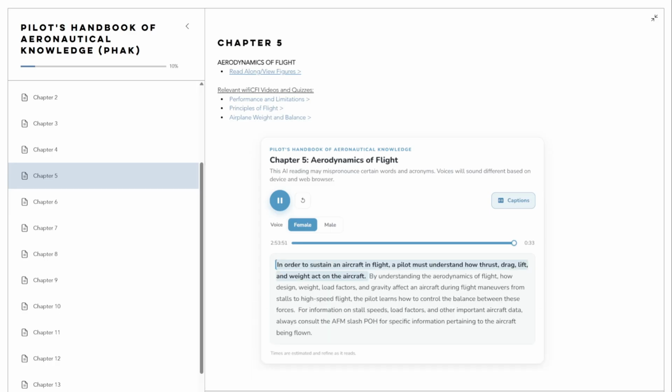Chapter Summary. In order to sustain an aircraft in flight, a pilot must understand how thrust, drag, lift, and weight act on the aircraft. By understanding the aerodynamics of flight, how design, weight, load factors, and gravity affect an aircraft during flight maneuvers from stalls to high-speed flight, the pilot learns how to control the balance between these forces. For information on stall speeds, load factors, and other important aircraft data, always consult the AFM/POH for specific information pertaining to the aircraft being flown.